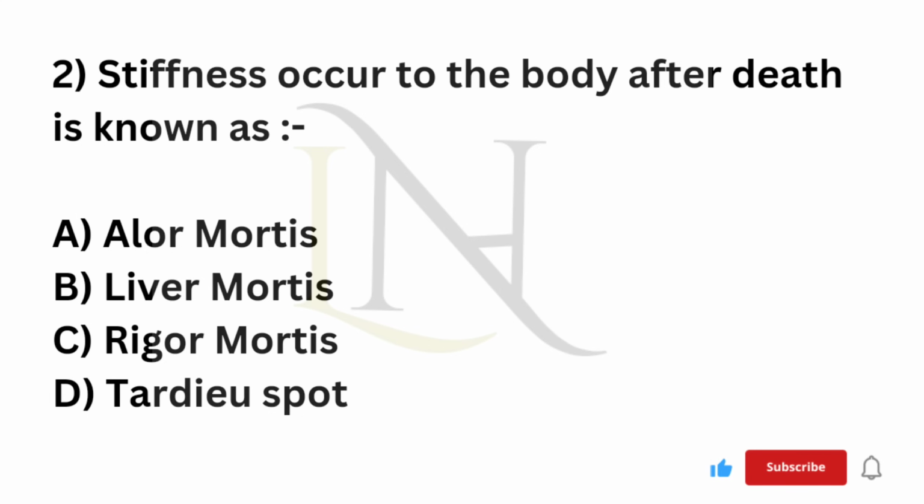Stiffness occurring to the body after death is known as option A, algor mortis, option B, livor mortis, option C, rigor mortis, option D, tardive spot. Answer is option C, rigor mortis is stiffness occurring to the body after death.